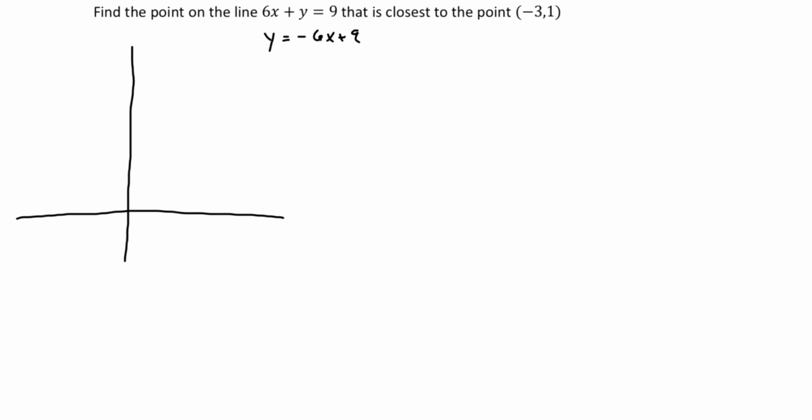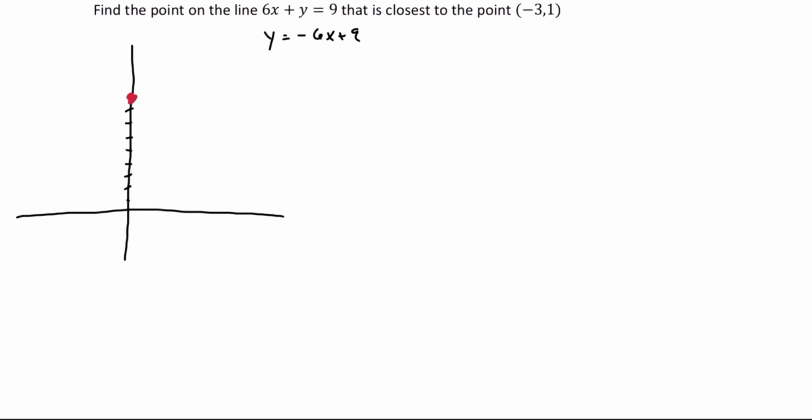So the y-intercept here is 9. And we know the slope is -6, or we can find the x-intercept. The x-intercept would be 1.5. So here's our line. And we're curious about the point -3, 1.